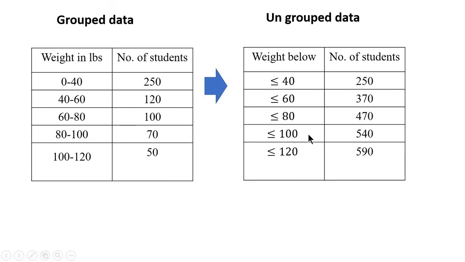So below 100 will be 470 plus 70, which is 540. Below 120 will be 540 plus 50, which is 590. So we have converted the grouped data to ungrouped data. Here the values of x are all at equal intervals: 40, 60, 80, 100, 120. So therefore h is 20.